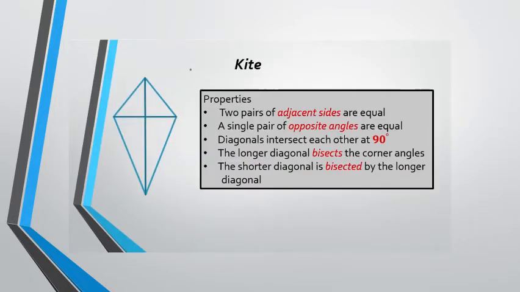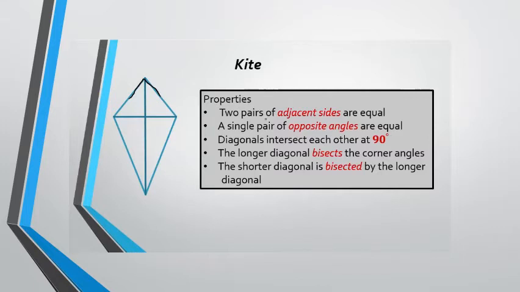Now for the next quadrilateral. We call this quadrilateral the kite. How do I know again that this figure is a kite? Let's first look at the first property: two pairs adjacent. What does the word adjacent mean? Adjacent means that two sides are next to each other. So if I look at this side here and that side there, we can see that they are next to each other. So that means they're adjacent.